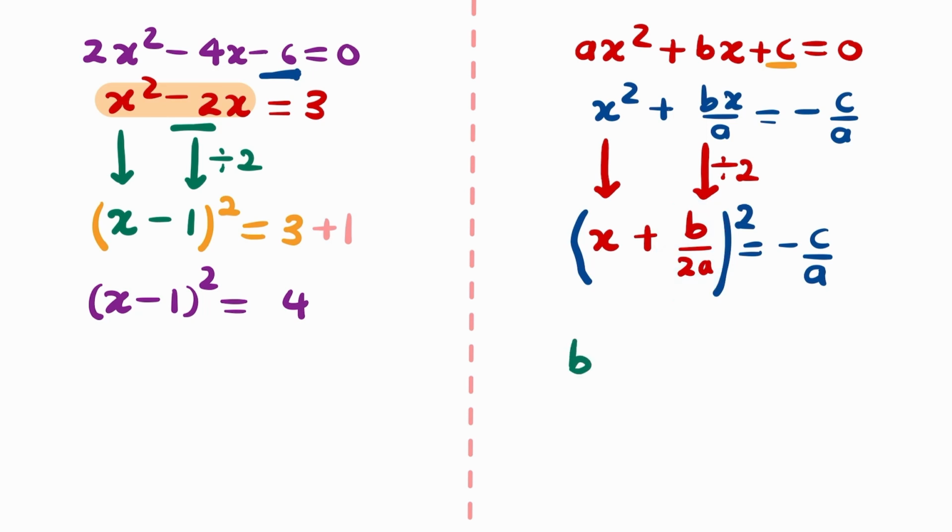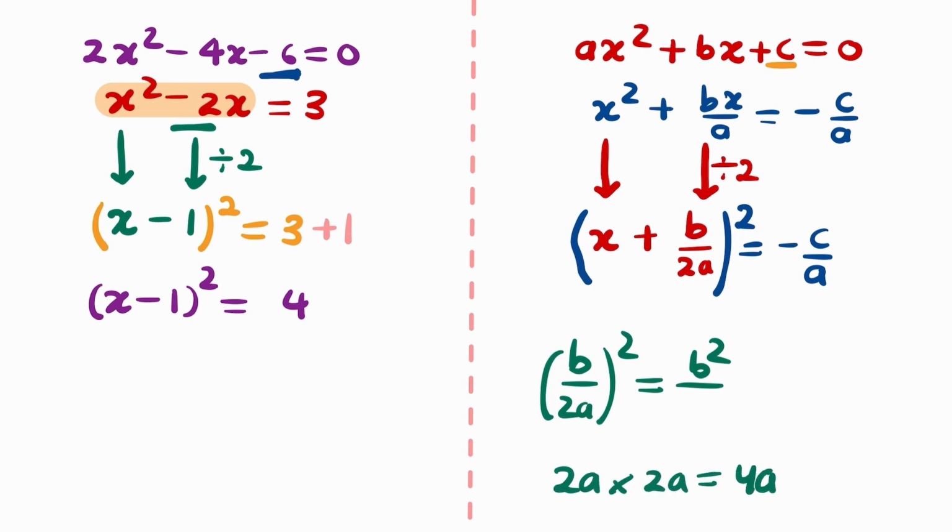What is the square of b over 2a? We have to square the numerator and denominator individually. What is b squared? It's just b squared. And then what is (2a) squared? (2a) squared is 2a times 2a. It is 4a squared. So b squared over 4a squared. We can add b squared over 4a squared to the right hand side of the equation.